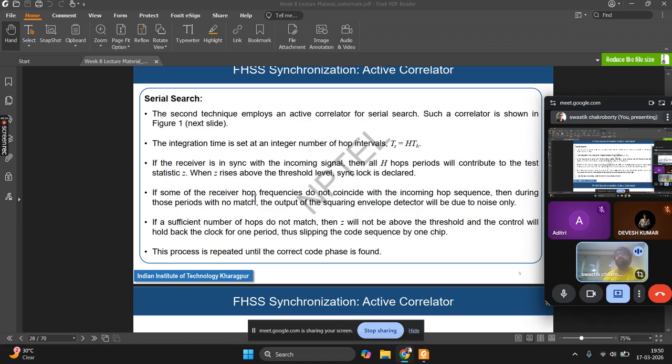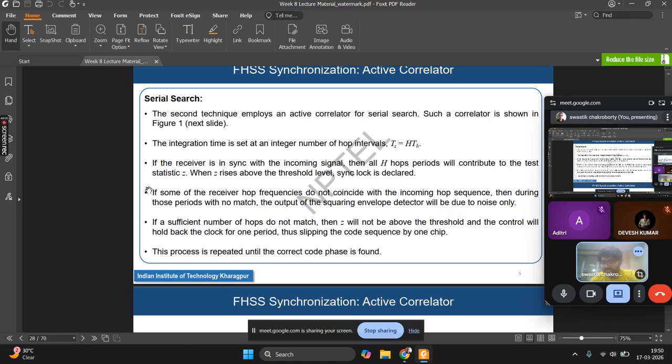So they are absolutely mismatching. Then each time in each hop, because the hops are mismatching, the correlation among them will be zero. So the correlator will only give noise. No matter how many times you add, because the noise value is so small, you will mostly not cross the threshold. So you cannot say that you have achieved synchronization.